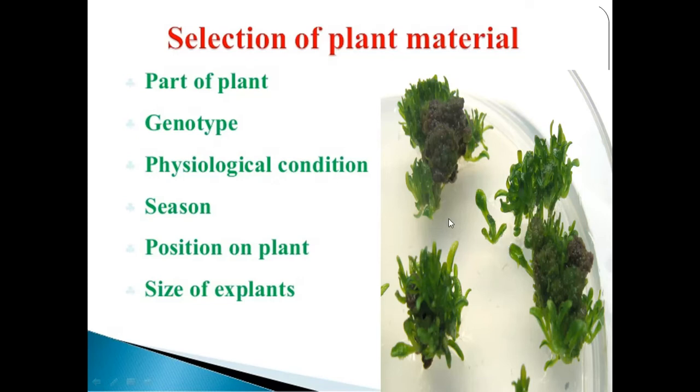Okay, now what is callus? Callus is a soft tissue that forms over a cut plant surface. It can form over the cut plant surface when it grows on the nutrient medium. Okay, next point is genotype.